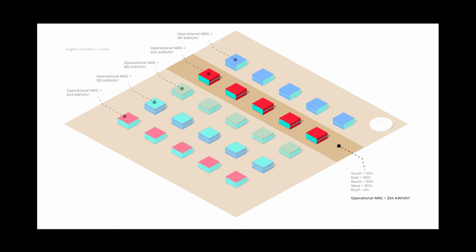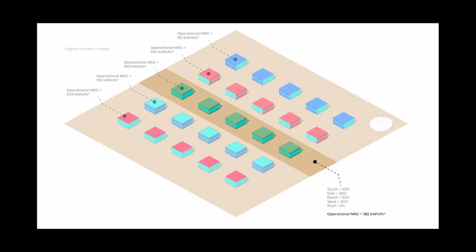The next was 90% glazing on the east, west, and north, and with 10% to the south. This was the second worst with 234 kilowatts per meter squared. The next was a good middle ground and probably the best option with 30% on all sides but the south. The south is 60% glazing, making the building's energy usage 182 kilowatts per meter squared.